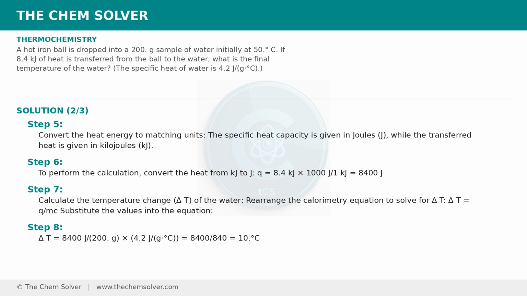Calculate the temperature change, delta T, of the water. Rearrange the calorimetry equation to solve for delta T. Delta T equals Q over mc. Substitute the values into the equation. Delta T equals 8,400 J over 200 g times 4.2 J/g times degrees C, which equals 8,400 over 840, which is equal to 10 degrees Celsius.